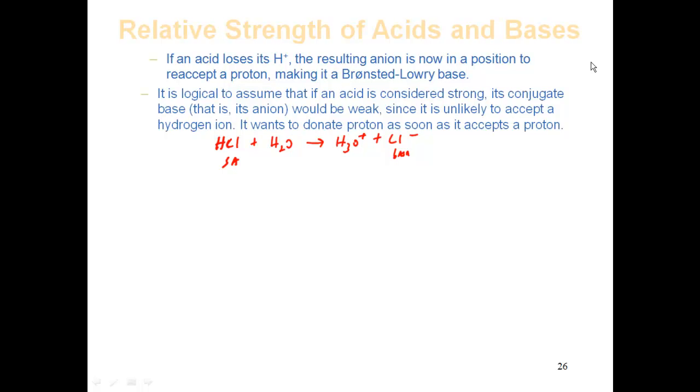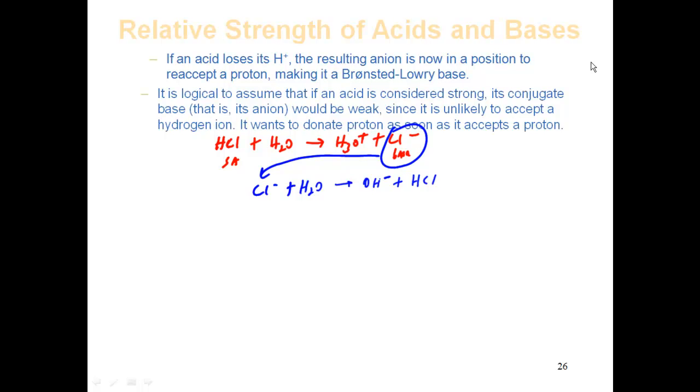So I can take this Cl minus and rewrite that now. Cl minus is a base with water. It can now accept that proton, and now it forms OH minus plus HCl. So if Cl minus is a base, then it's going to want to accept the proton, being its basic character, and form OH minus and HCl.